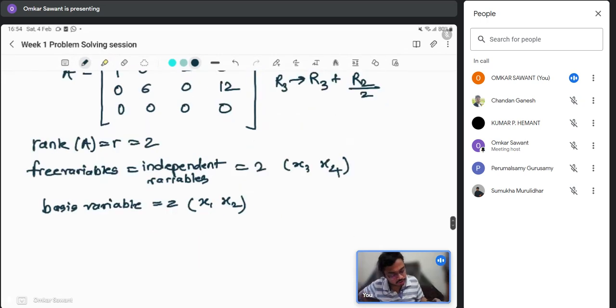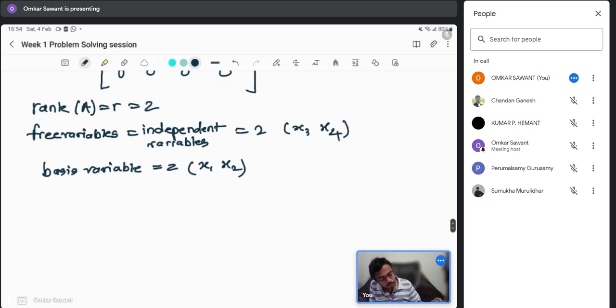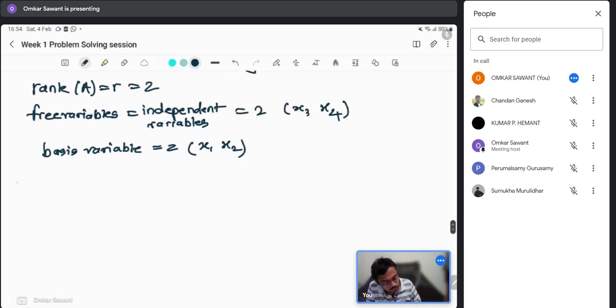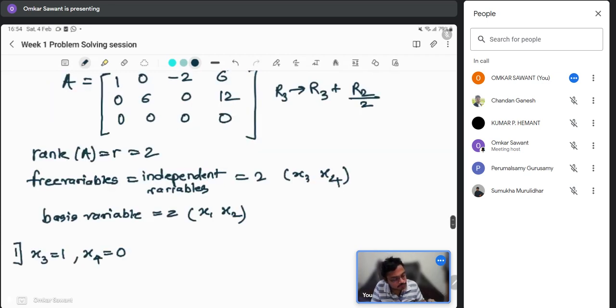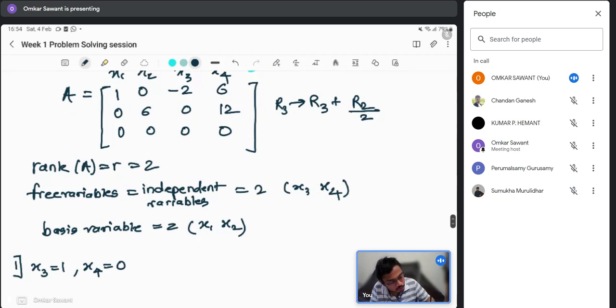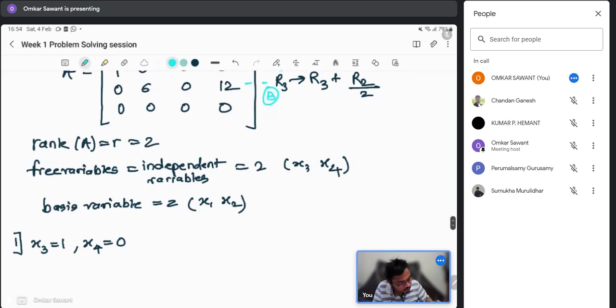So you know the procedure to find the null space, right? First, you have to represent the null space in terms of the free variables, that is, in terms of x3 and x4. So what will you do? You will get two equations here. What are those two equations? We will write them separately.